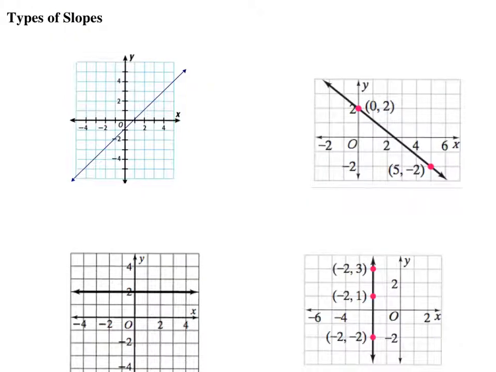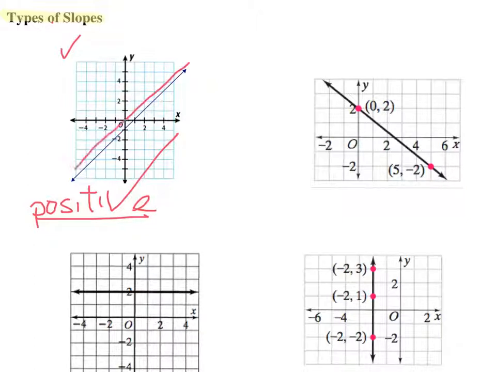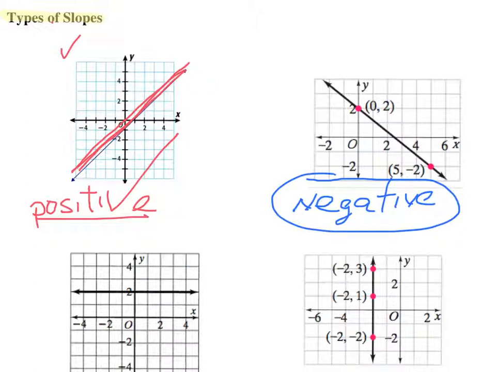Let's talk about the types of slopes. Let's look at this one first. This type of slope going in this direction is known as a positive slope because it goes in this direction. So I draw a picture with an exaggerated V to show you that it goes in this direction. If it doesn't go in that direction, then it must be the opposite of that, which is a negative slope.